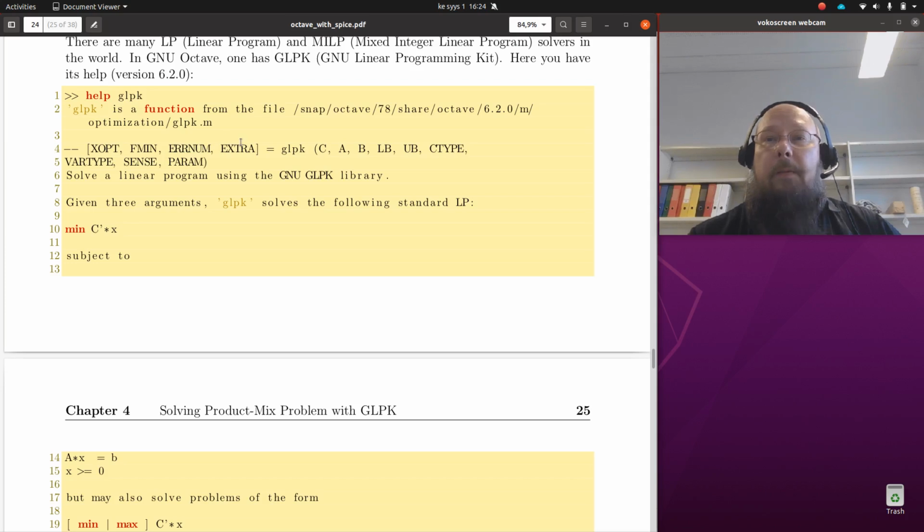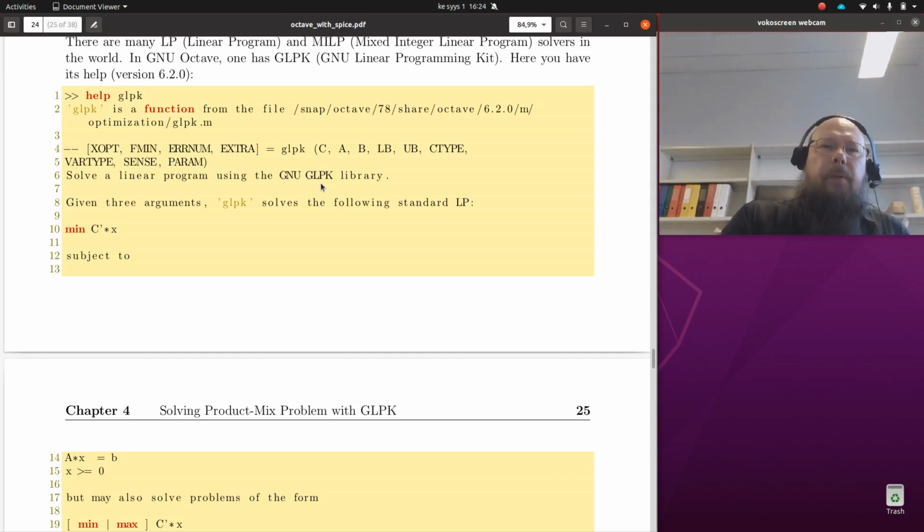otherwise it doesn't. These names here are just placeholders. The only thing that matters here is the order. So this is the first output parameter, this is the second output, third output, the fourth output, and this is the first input, second input, third input, and so on. The names are there just for, you can change the names to whatever you like, basically.